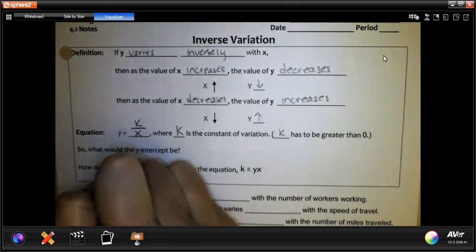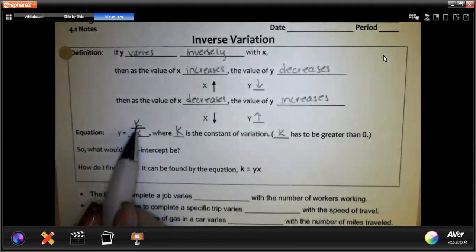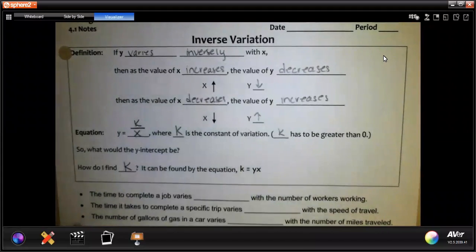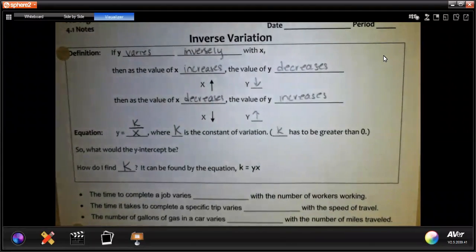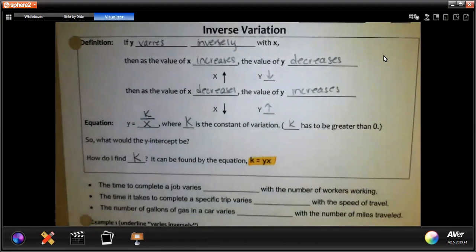So how do we find k? It can be found by multiplying the y and the x, because if we were solving for this k, we would multiply that x to get it to the other side. So k is equal to y times x. That part is important right there. To find that constant of variation, we multiply the y and the x value.